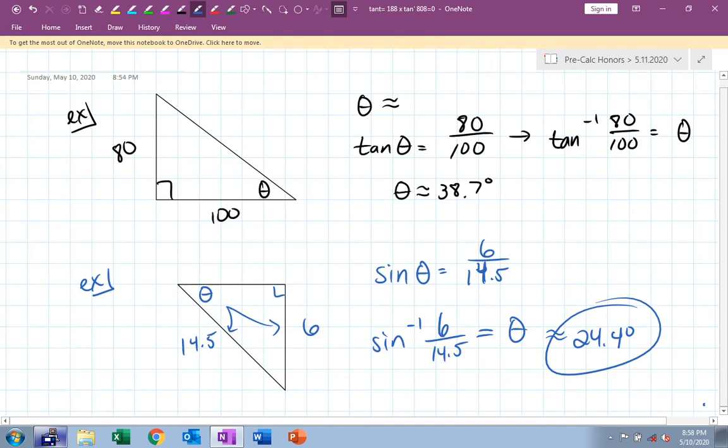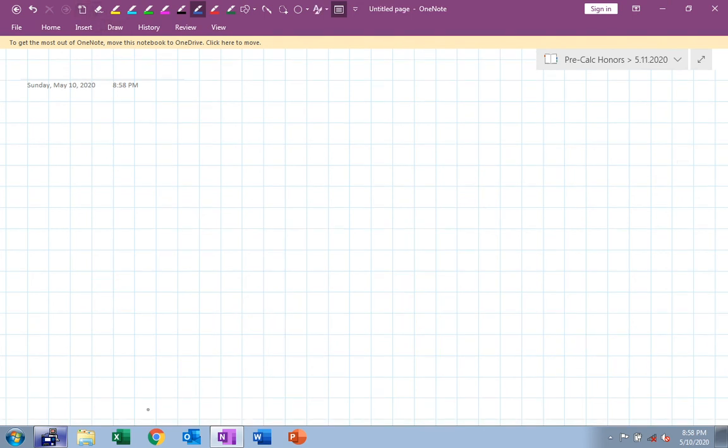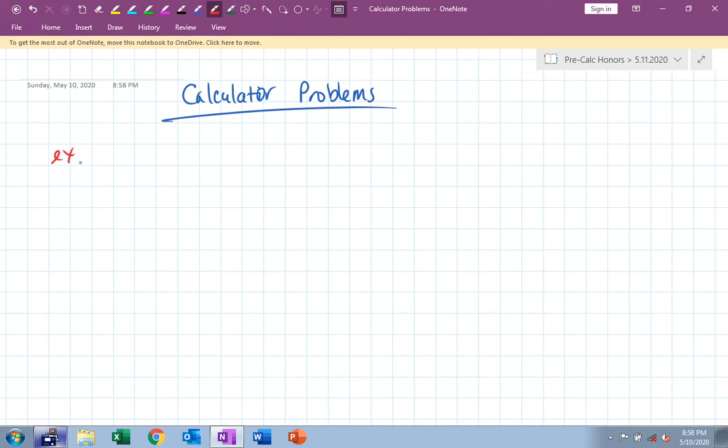All right, let's go back to some calculator stuff. Calculator problems. All right. This is you just plugging things in and making sure you get the correct decimal. So the cosine of 221 degrees. Plug it in. We'll just do a bunch of these because they're really not going to take too long.